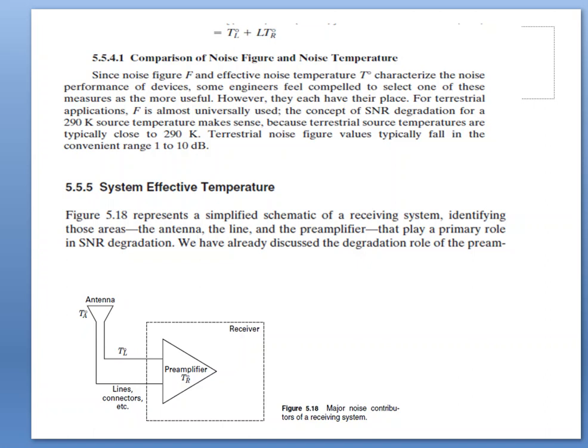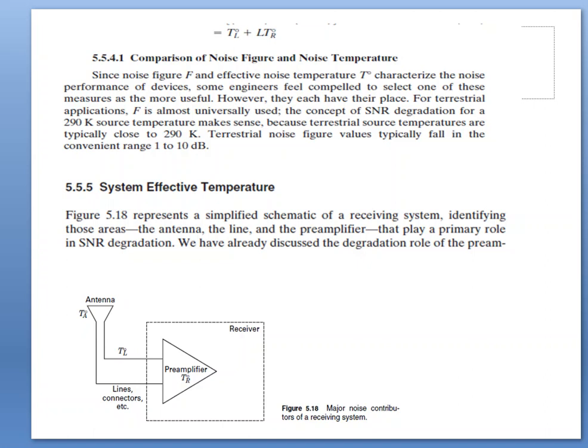For space applications, the reference temperature of 290 degrees Kelvin is not appropriate as it is for terrestrial applications. When using the effective temperature, no reference temperature is needed to judge the degradation. The effective input noise is simply compared to the effective noise source temperature. In general, applications involving very low noise devices seem to favor the effective temperature measure over the noise figure.